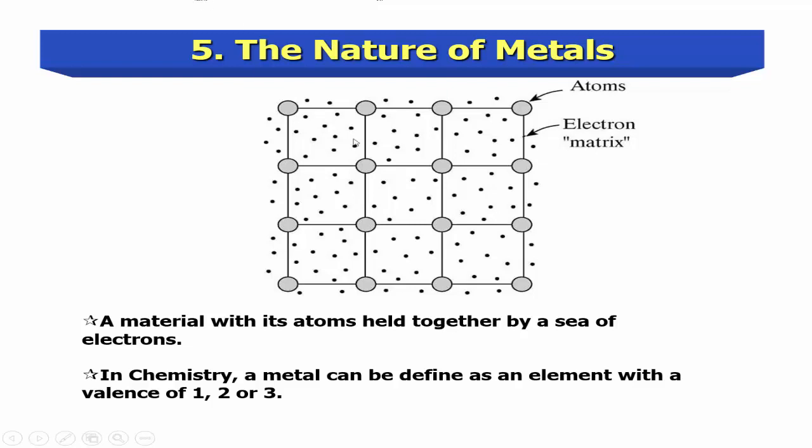We will see the nature of metals, always in the same chapter, forming engineering materials from the elements. So, a material with its atoms held together by a sea of electrons, and in chemistry a metal can be defined as an element with a valence of 1, 2 or 3. We have here atoms and here are electrons.